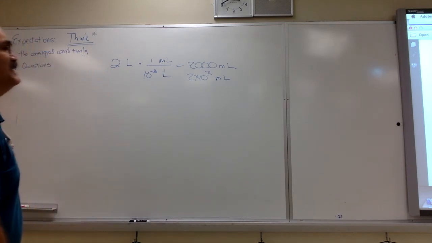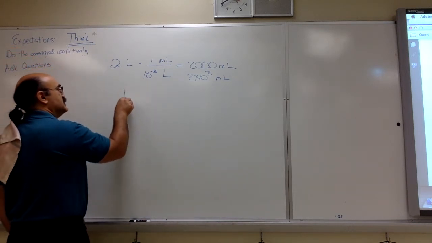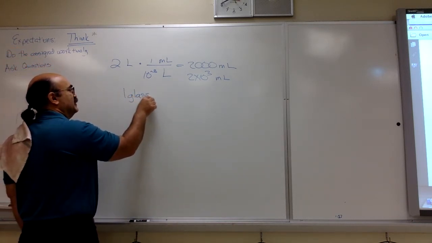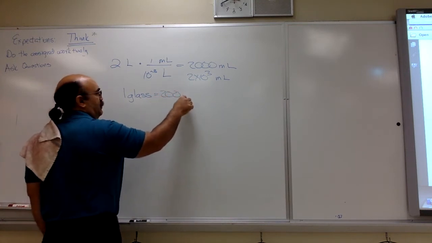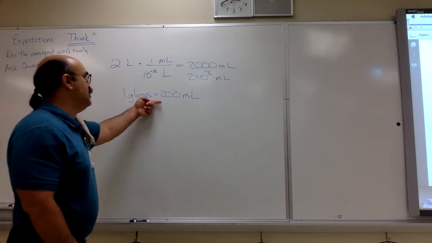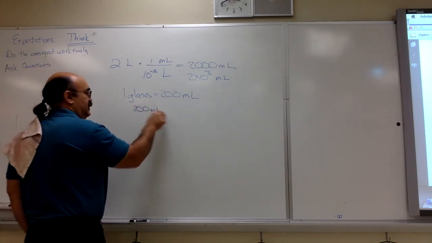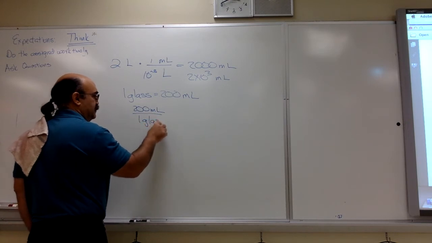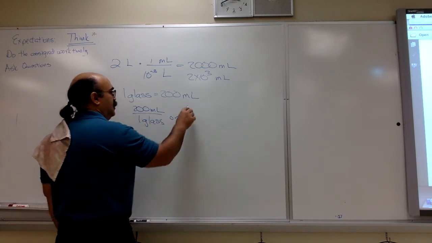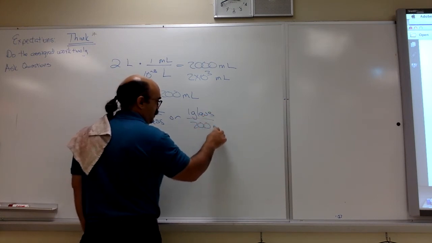How many glasses can you fill? Here's where I have to come up with my own equivalents. 1 glass equals 200 milliliters. I was given that in the problem. There's my equivalents. I get 2 conversion factors. It's either 200 milliliters per 1 glass, or 1 glass per 200 milliliters.